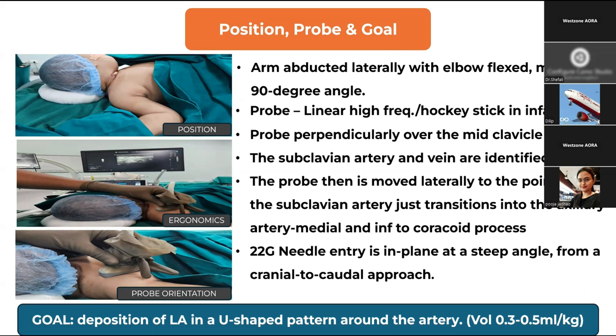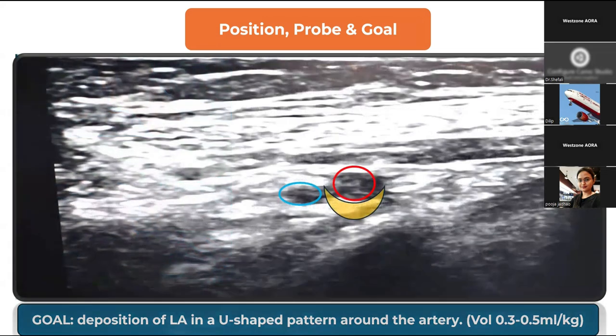A 22-gauge needle is entered in an in-plane approach with a steep angle from cranial to caudal direction. Our goal is to deposit the local anesthetic in a U-shaped pattern around the artery with a volume of roughly 0.2 to 0.5 ml per kg.